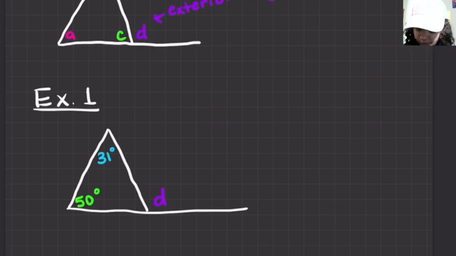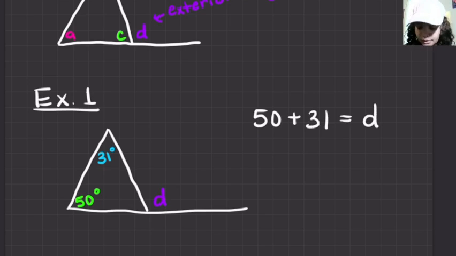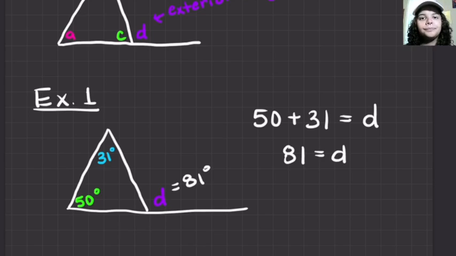Very simple. We know that when I add these two angles that are not connected to D, so these two angles are not next to that exterior angle D, when I add those two angles together, 50 plus 31, that's going to be equal to D. And then 50 plus 31 is 81. So this angle D equals 81 degrees, okay?